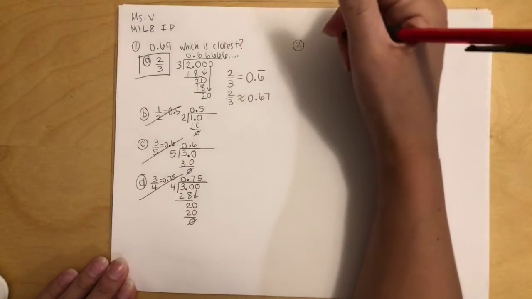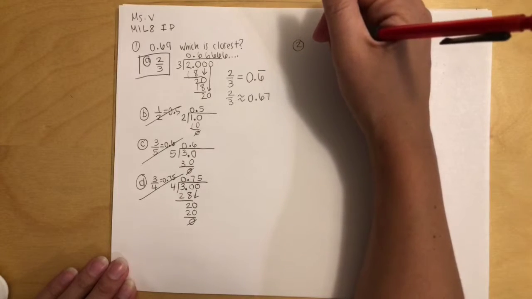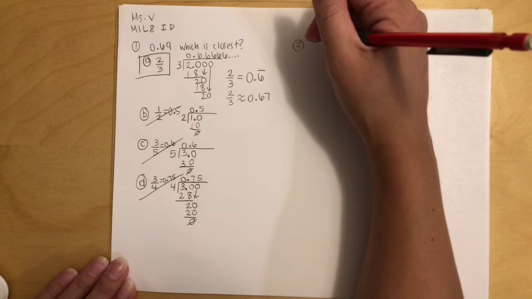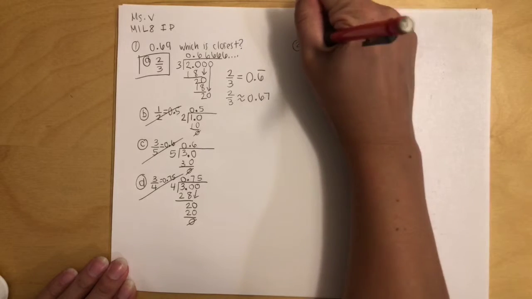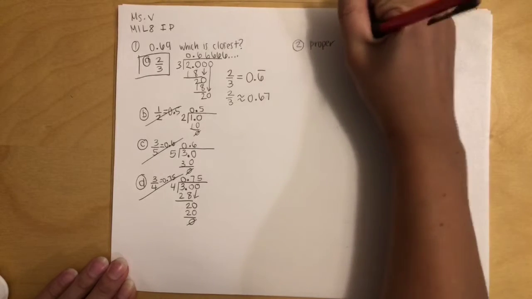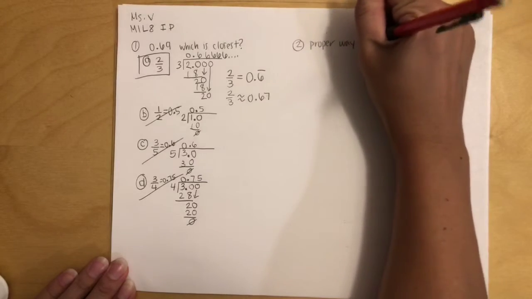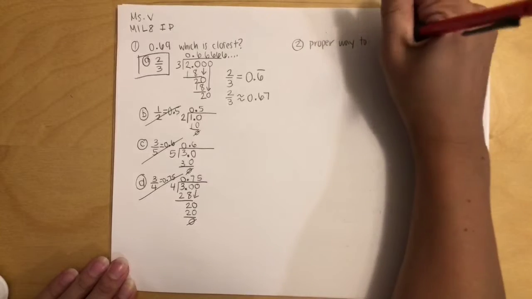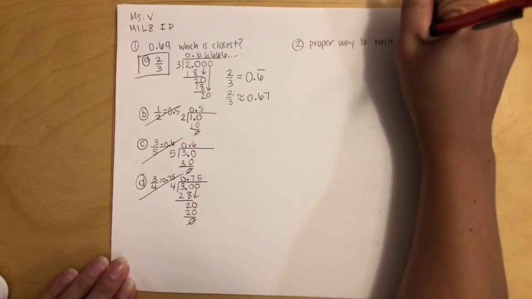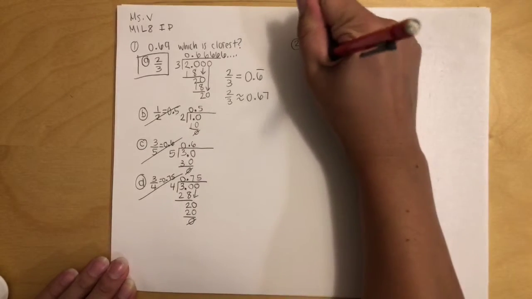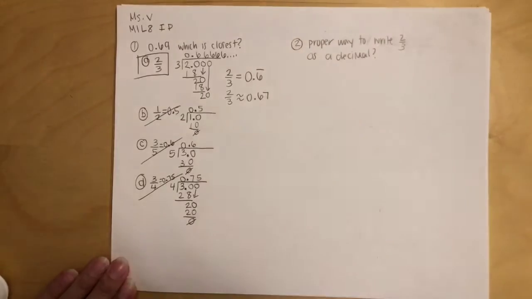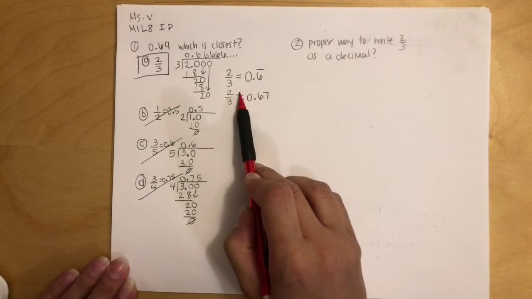Okay, let's look at number 2, and I have a feeling we're going to use a lot of paper for all this long division. What is the proper way to record the decimal version of 2/3? Oh, proper way to write 2/3 as a decimal. That's funny. I just talked about it.